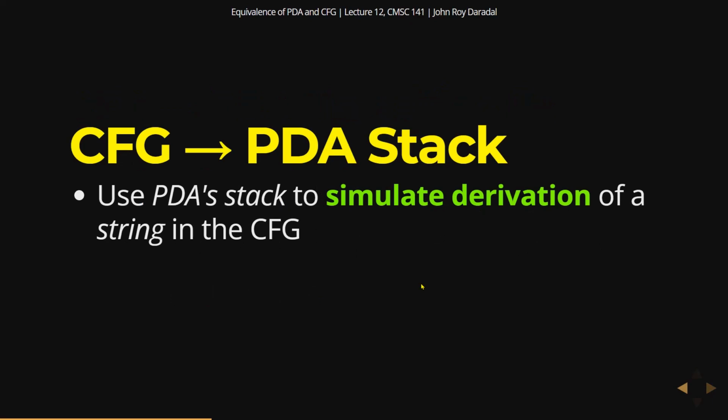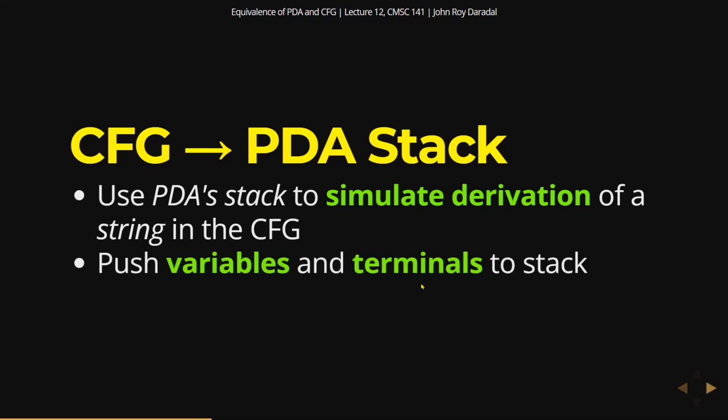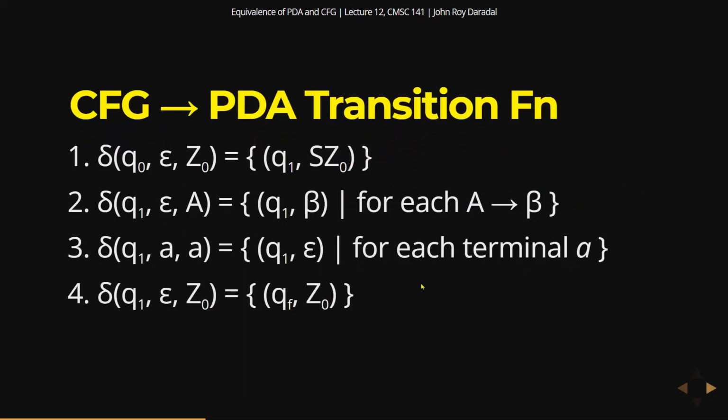So why are we doing this? So basically, you're using the PDA stack to simulate the derivation of a string in the CFG, because we are actually pushing the variables and terminals onto the stack, right? So going back here, we are pushing the variables like this one, right? This is the start variable or the start symbol. We're pushing it onto the stack, and then by replacing the variable with a series of variables and terminals, we are pushing more variables and terminals onto the stack, and then we are also removing them by popping them off each time we match with the input symbol.